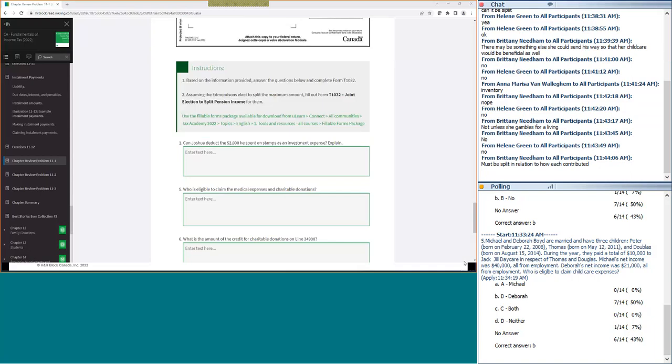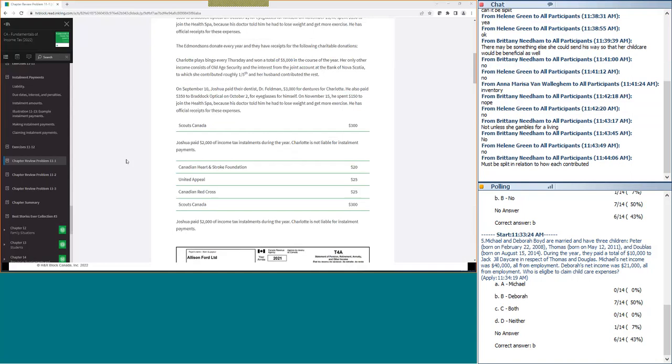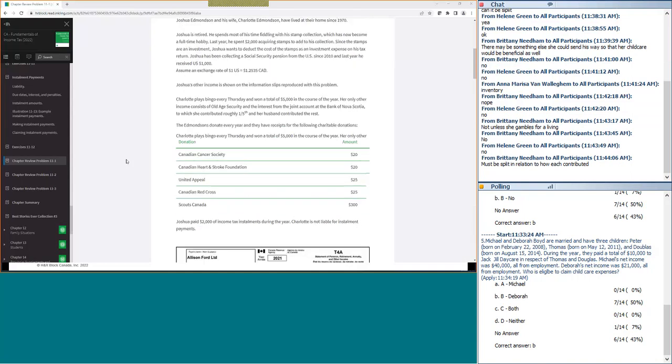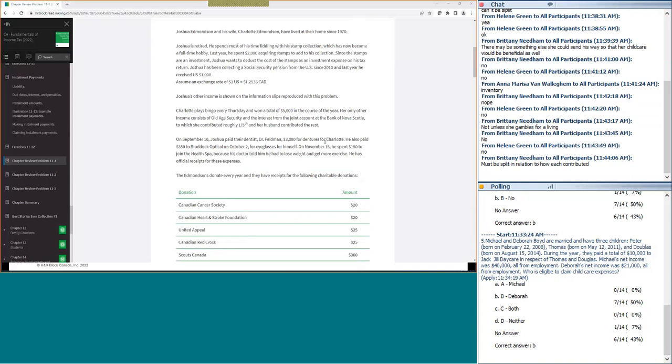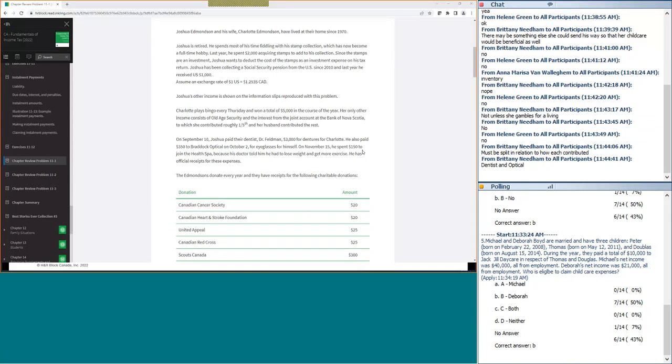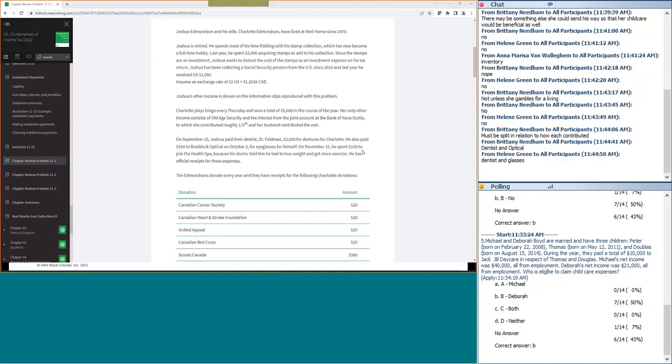All right. Which medical expenses can be claimed? I'm going to scroll up so you can see the medical expenses. We have a dentist, Dr. Feldman, dentures for Charlotte. We have eyeglasses, and we have $150 to join a health spa. Out of those, dentist, yes, not cosmetic, but in this case it's definitely not cosmetic. Optical, yes. Why not the health spa? His doctor said he had to do it. It is good for his health. If you had to explain to him why, what would you tell him?